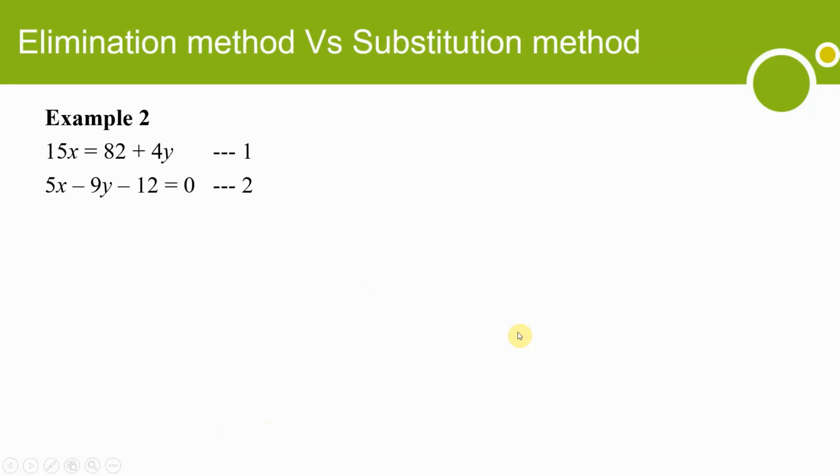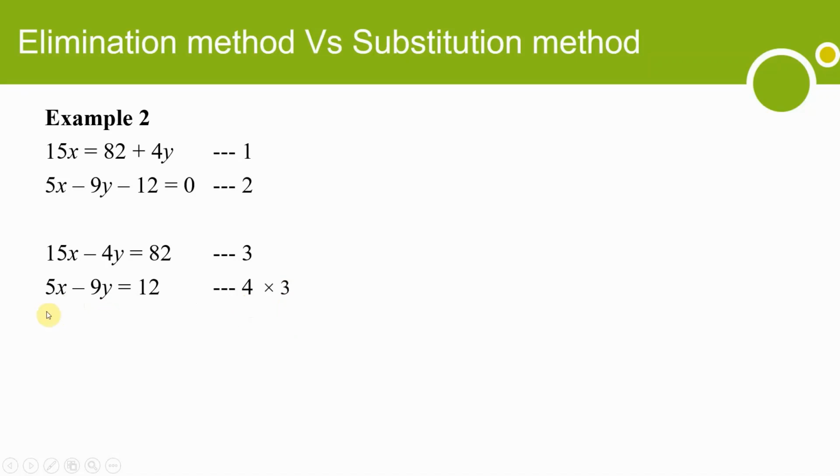Now for the second example, we are going to use the elimination method. But before that, we have to rearrange the equation a little bit. We have to arrange the equation to x, y and a number. And now, we compare these two equations again. We do not see the coefficients are the same for x or for y. So we have to change one of these to be the same.